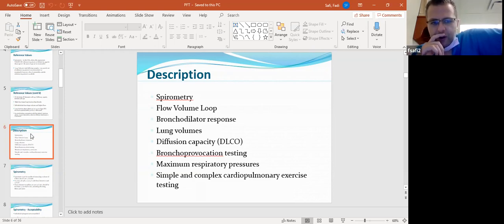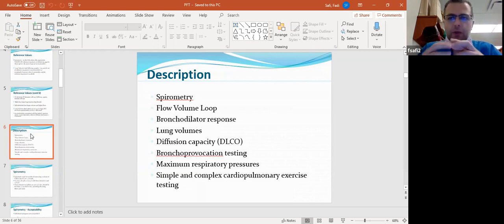The other part we call lung volume. And for lung volumes, we have many maneuvers to study them, and I will show you how to measure the lung volume. The other part of the testing we call the DLCO testing, or diffusing capacity. And also there are 2 maneuvers to measure the diffusing capacity, and I will show you how to do that.